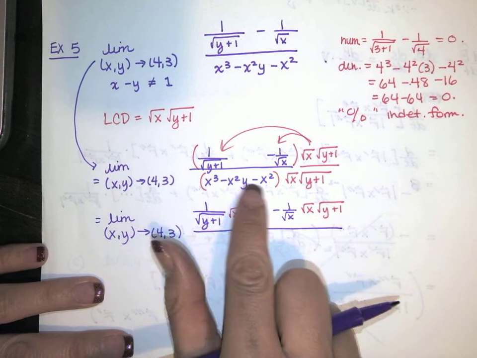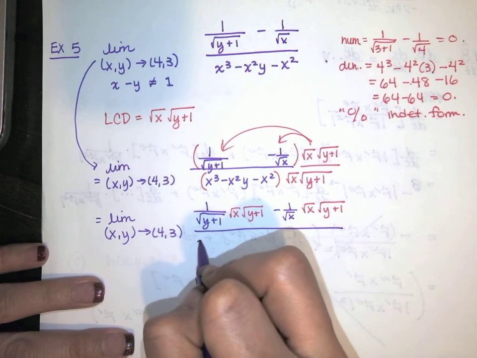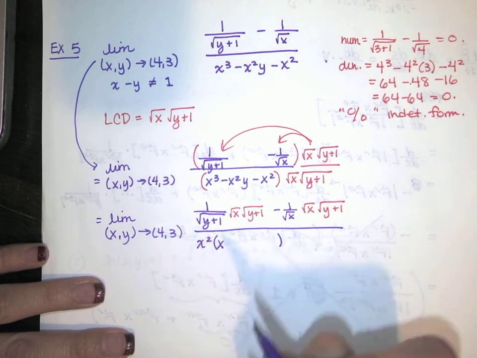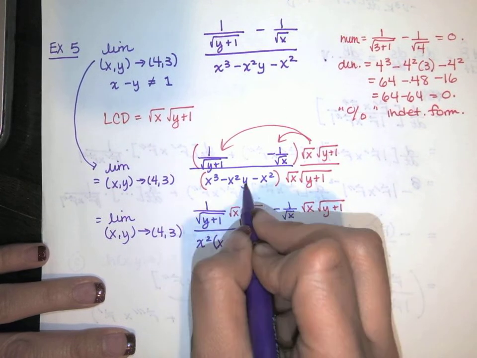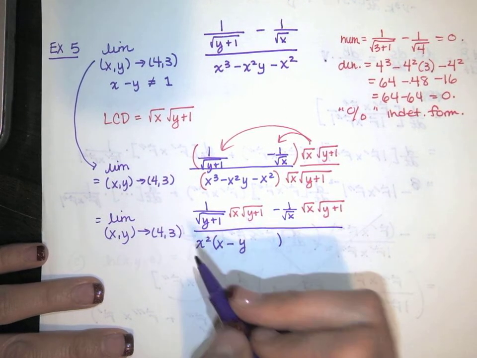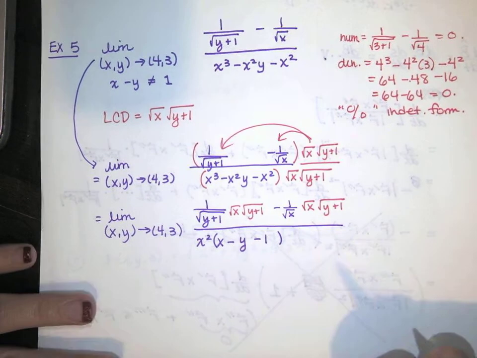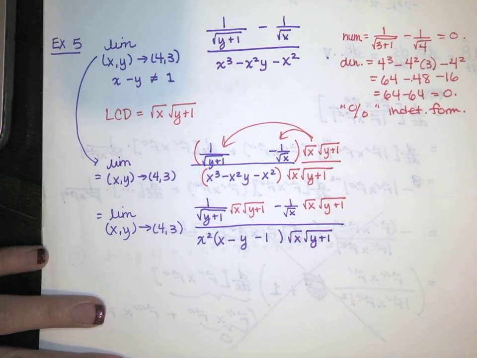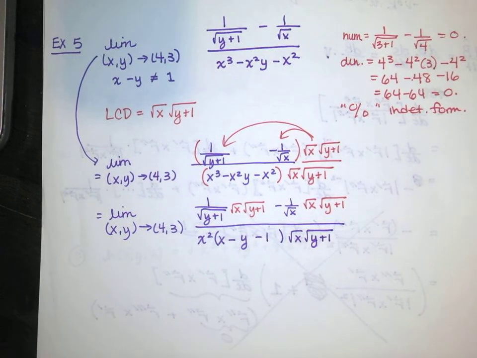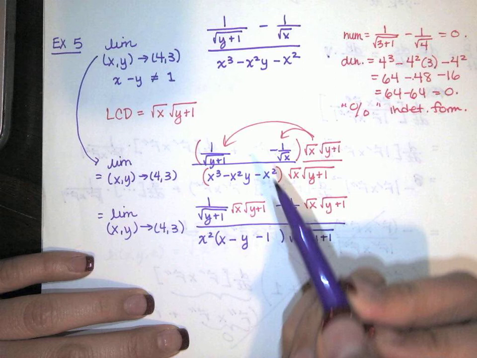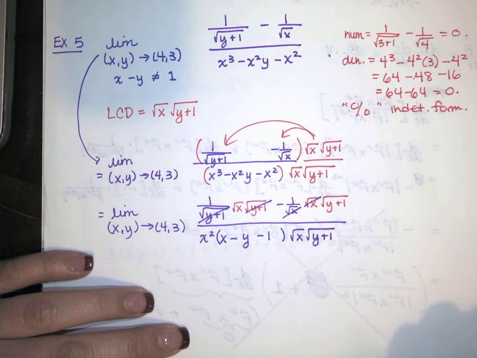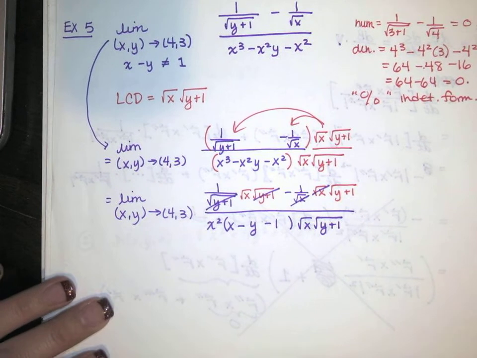Now, I notice I've got a bunch of x squareds in common here, so I'm going to factor that out as well. X squared times x gives me x cubed. X squared times a negative y gives me that term. And x squared times a negative 1 would give me that negative x squared. I still have the square root of x and the square root of y plus 1 here. Okay, now the whole point of multiplying by that LCD was to clear the fractions. Notice when I distribute the LCD, the y plus 1's reduce and the square roots of x reduce. So now I'm here.